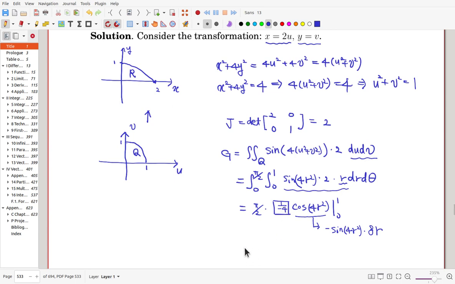Okay, so that is here pi over 8, and with this negation, we first use the lower evaluation, which is cosine 0, that's 1, minus, and now cosine 4. Okay, that's the final answer.